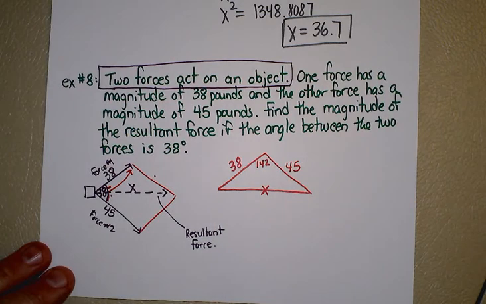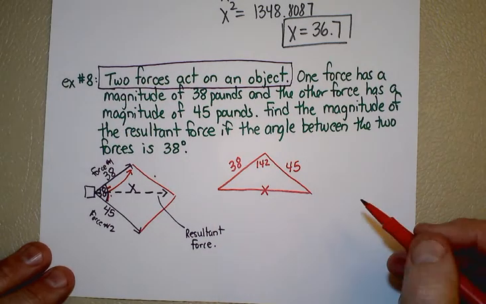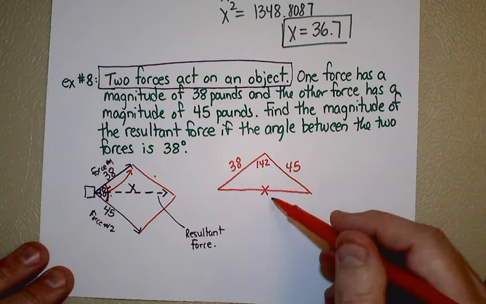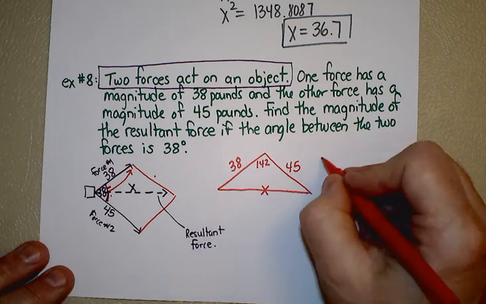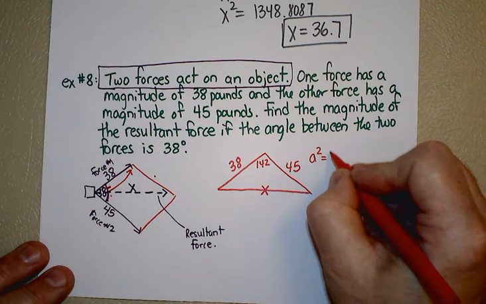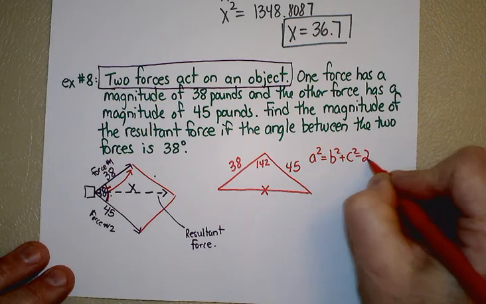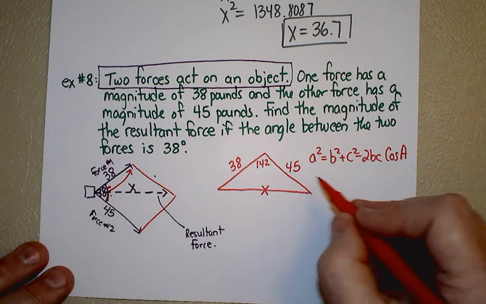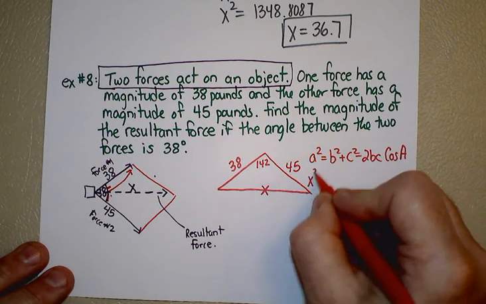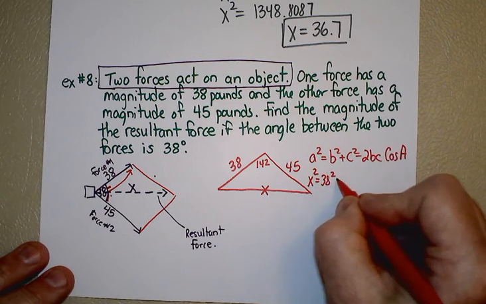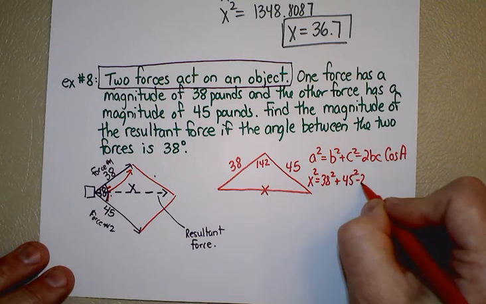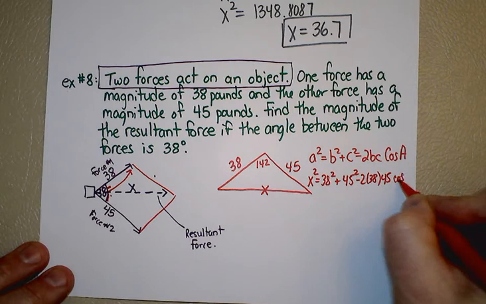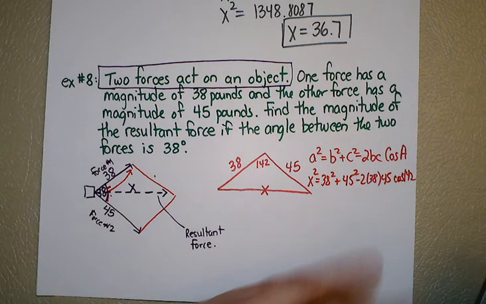Okay? So I'm looking for x. So it's not a right triangle. Am I given side angle side looking for the third side? Absolutely. So this is going to be a law of cosines question. So a squared is equal to b squared plus c squared minus 2bc cosine A. The angle I'm going to use is 142. The side opposite that angle is x. So I'm going to have x squared equals 38 squared plus 45 squared minus 2 times 38 times 45 times the cosine of 142. Sorry, it's getting kind of blocked out there.